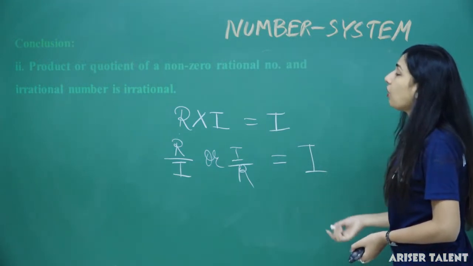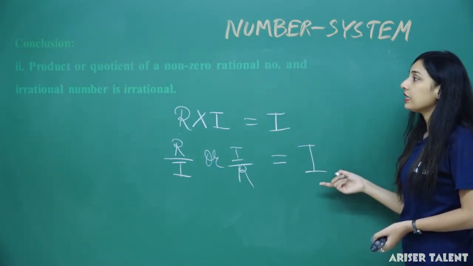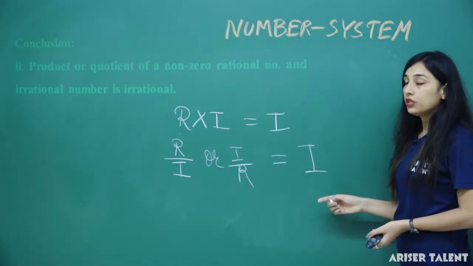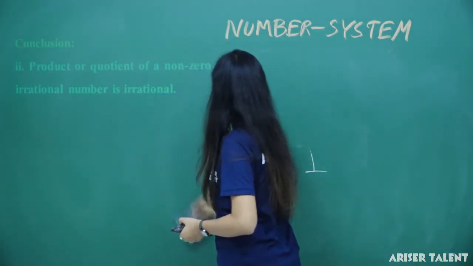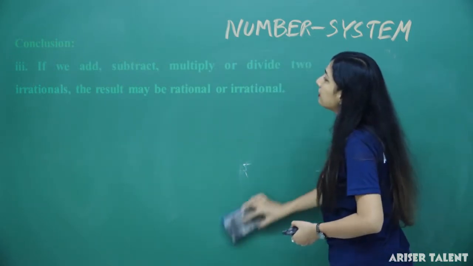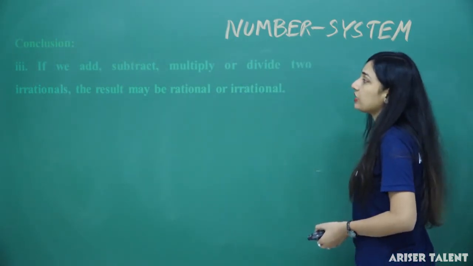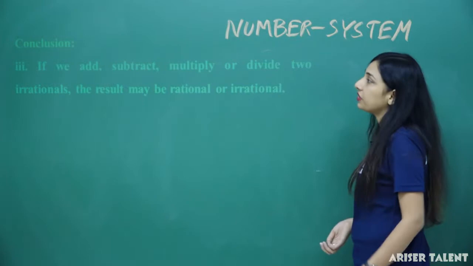The outcome will always be an irrational number. Note it. Okay, this is an important conclusion. If we add, subtract, multiply or divide two irrationals, the result may be rational or irrational.